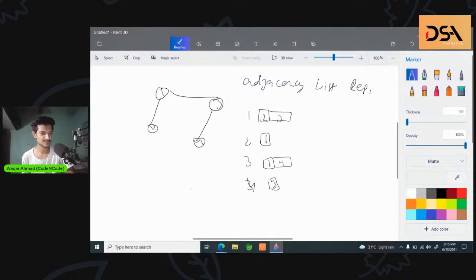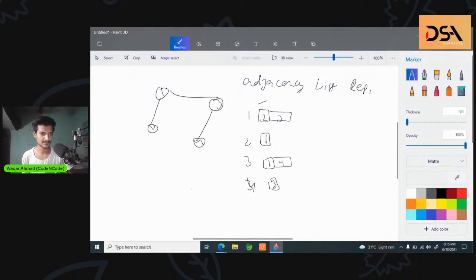So here you see, the space that we are using is very less as compared to adjacency matrix representation, which requires n square space. Here the space is only linear, not quadratic. So this is one of the major profits that you get using adjacency list representation.